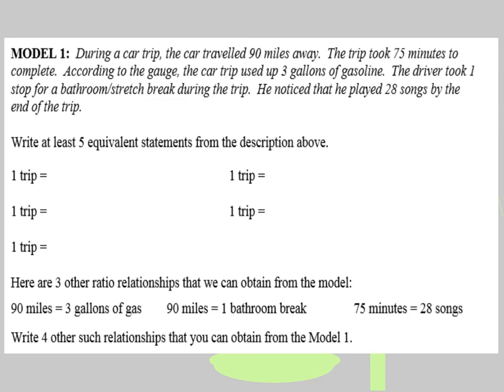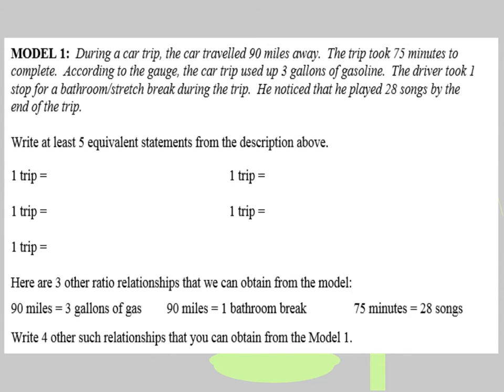So, in this part, I want you to write 5 equivalent statements from the description above. So, it says here, during a car trip, the car traveled 90 miles away. The trip took 75 minutes to complete. According to the gauge, the car trip used up 3 gallons of gas. The driver took 1 stop for a bathroom break during the trip. He noticed that he played 28 songs by the end of the trip.